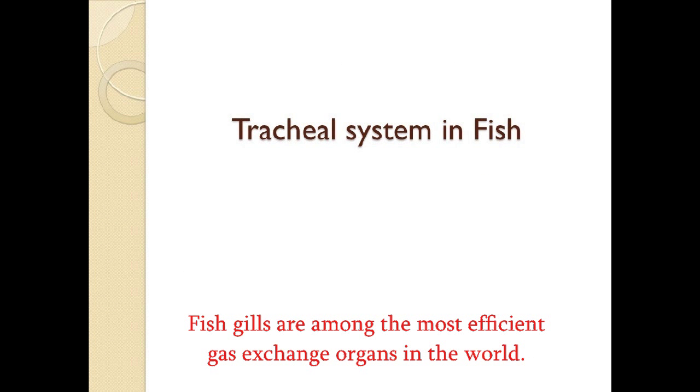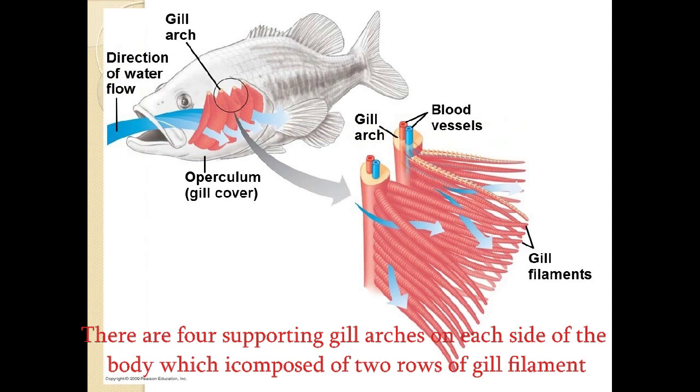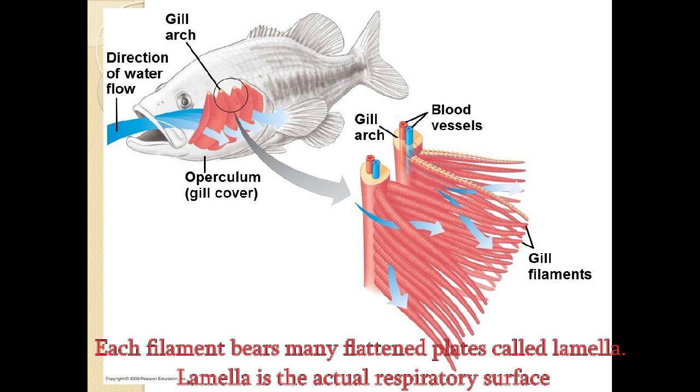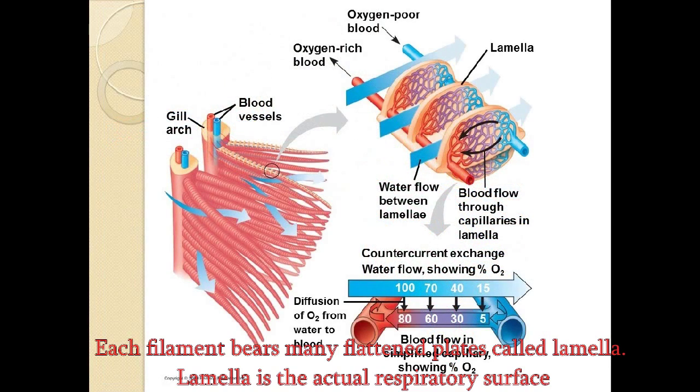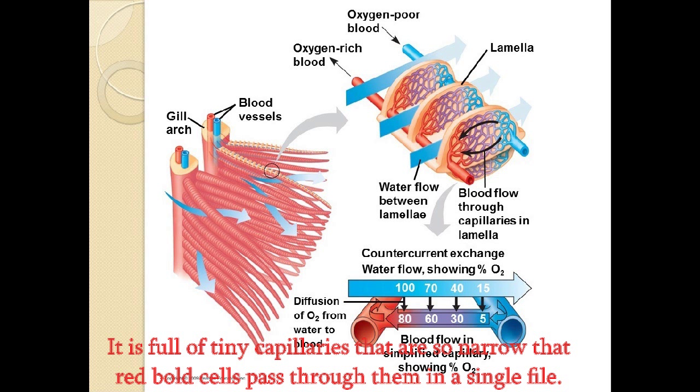Fish gills are among the most efficient gas exchange organs in the world. There are four supporting gill arches on each side of the body, which is composed of two rows of gill filament. Each filament bears many flattened plates called lamella. Lamella is the actual respiratory surface. It is full of tiny capillaries that are so narrow that red blood cells pass through them in a single file.